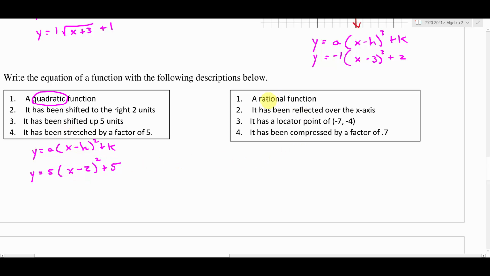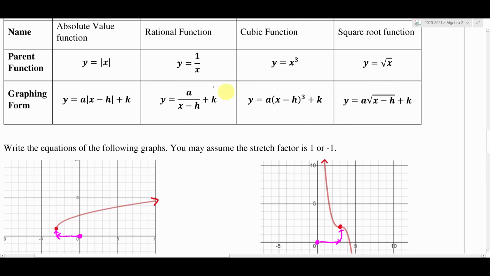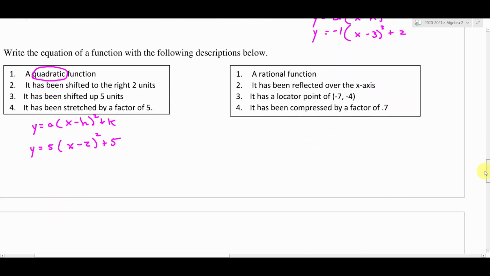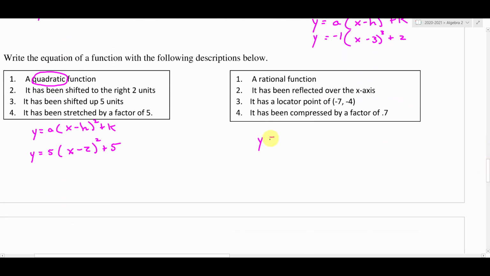Okay, so for this last one here, this one says it's a rational function. So a rational function looks like this. So I'm going to set up my blueprint. And then go find my clues. I'm going to start with the stretch factor. So down here in clue 4 it says it has been compressed by a factor of 0.7. So I'm going to say y equals 0.7 over.